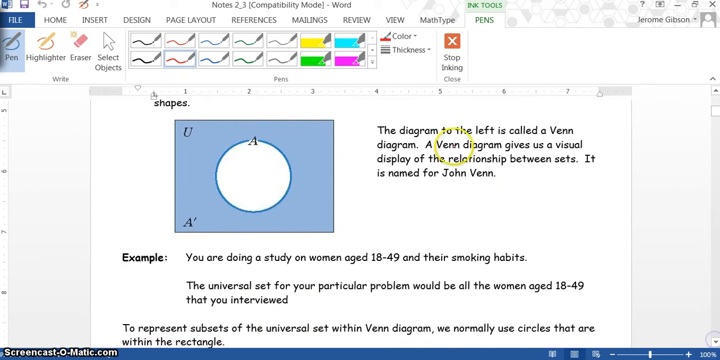The diagram to the left is called a Venn diagram. A Venn diagram gives us a visual display of the relationship between sets. It is named for John Venn.